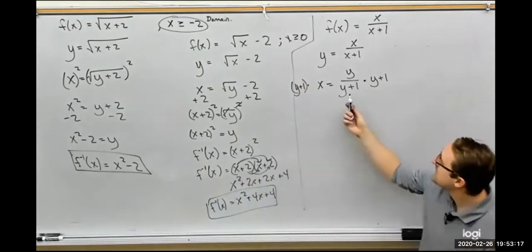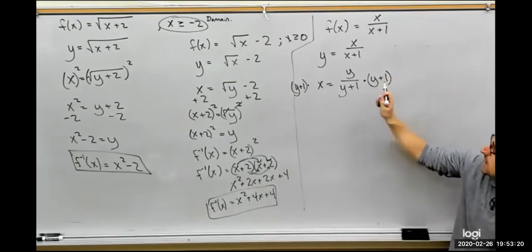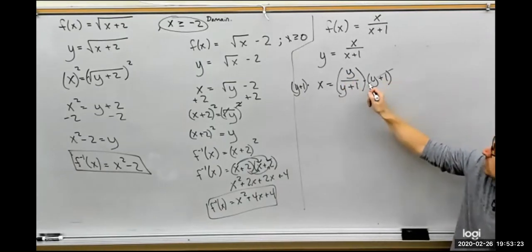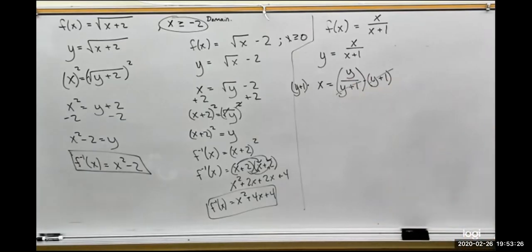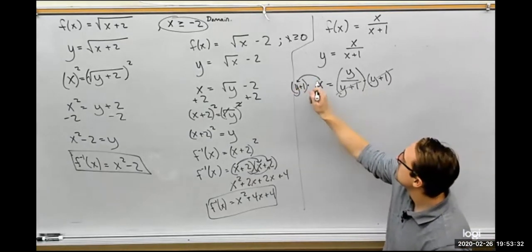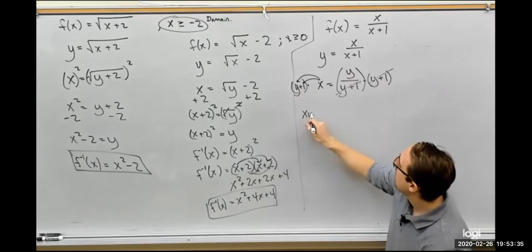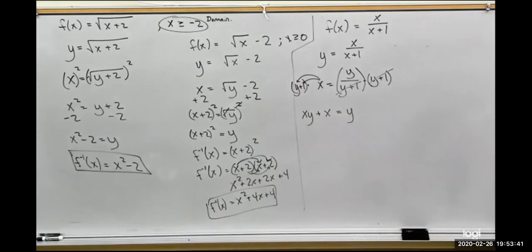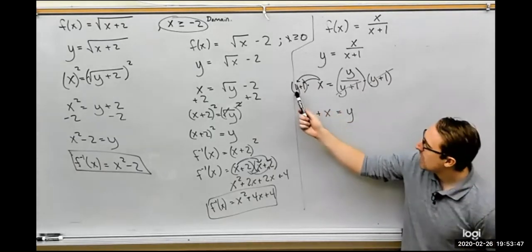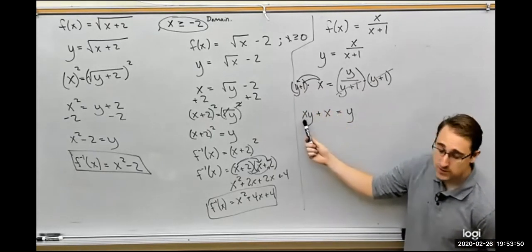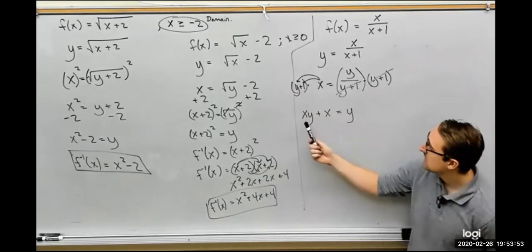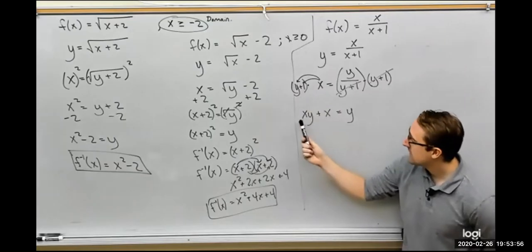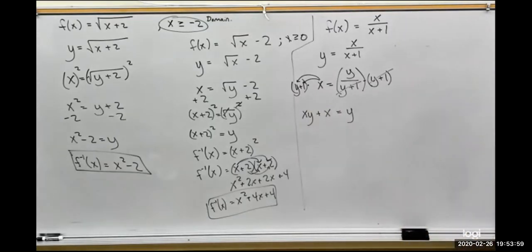All right. What happens on the right-hand side when you multiply both sides by y plus 1? y plus 1 divided by y plus 1 cancels. That's 1. And over here on the left side, we can distribute this. So it's going to be xy plus x equals y. We got the xy from x times y is xy. You could also write it as yx if you wanted to. Doesn't matter. And then x times 1 is x. So you get xy plus x equals y.